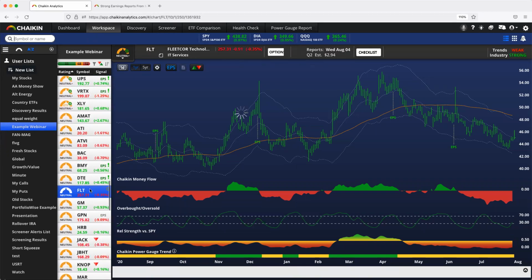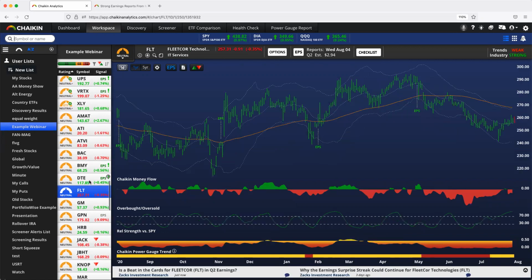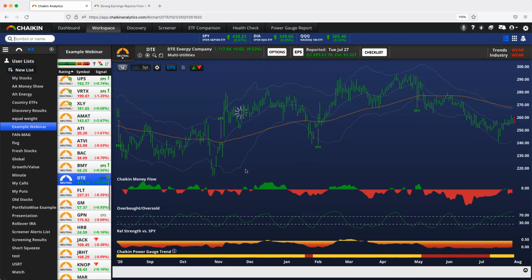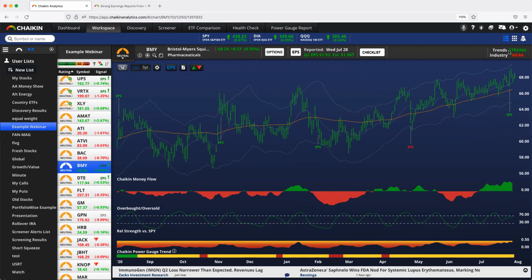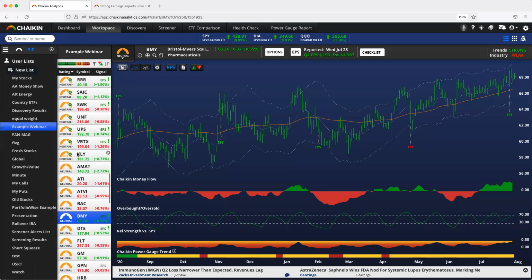I have no idea when I click on these neutral stocks what we're going to get, but it's easy. Below the long-term trend line, weak, right? Below the long-term trend line, weak. Above the long-term trend line, strong. That's simple. That's simple.